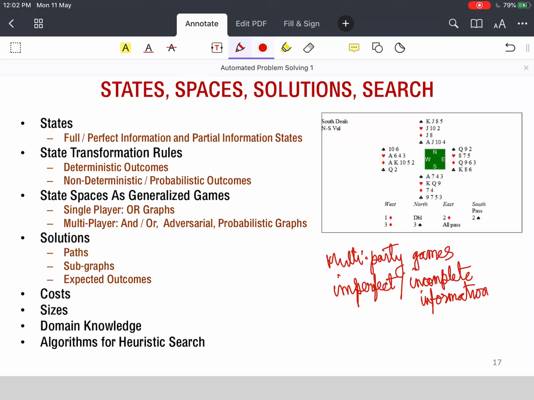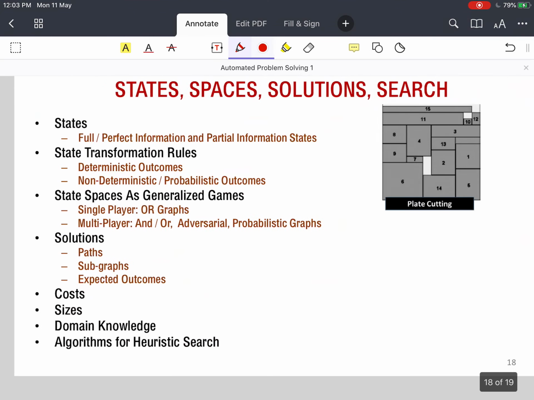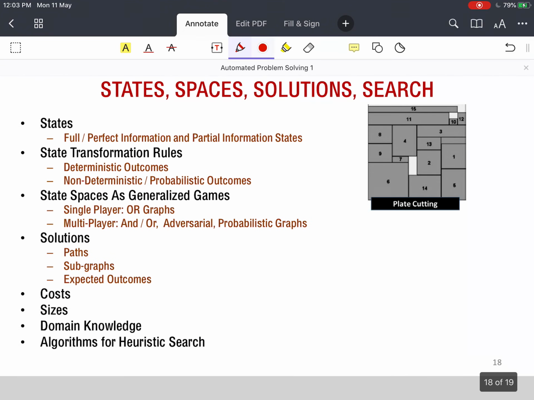So under this scenario, we would like to find generalized methods by which the problem description, the domain knowledge, the state transformation rules are all given as input. And for every problem, we would like to use a common generalized methodology to find the solution to that problem. That is the foundation of search in automated problem solving. We will then discuss all this in more details.